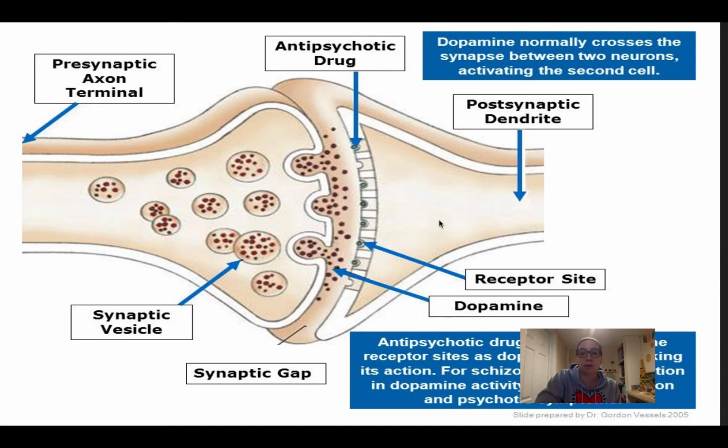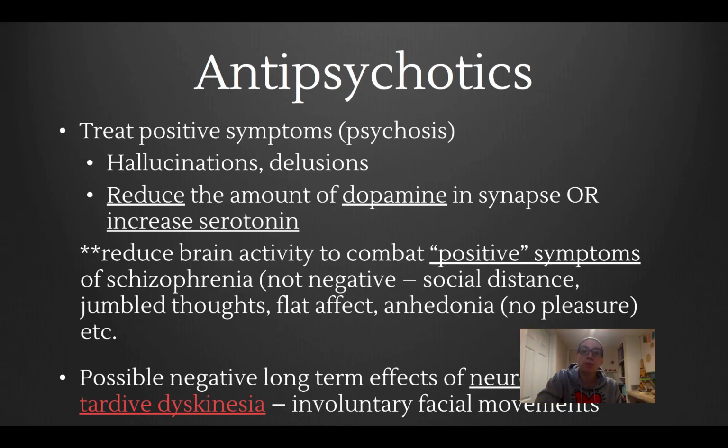So again, just make sure that you understand this dopamine hypothesis, that an excess of dopamine in the synapse is correlated with positive symptoms of schizophrenia, and that antipsychotic medications act to decrease the amount of dopamine available at the synapse. Side effects of antipsychotic medication include something called tardive dyskinesia, or involuntary facial movements.